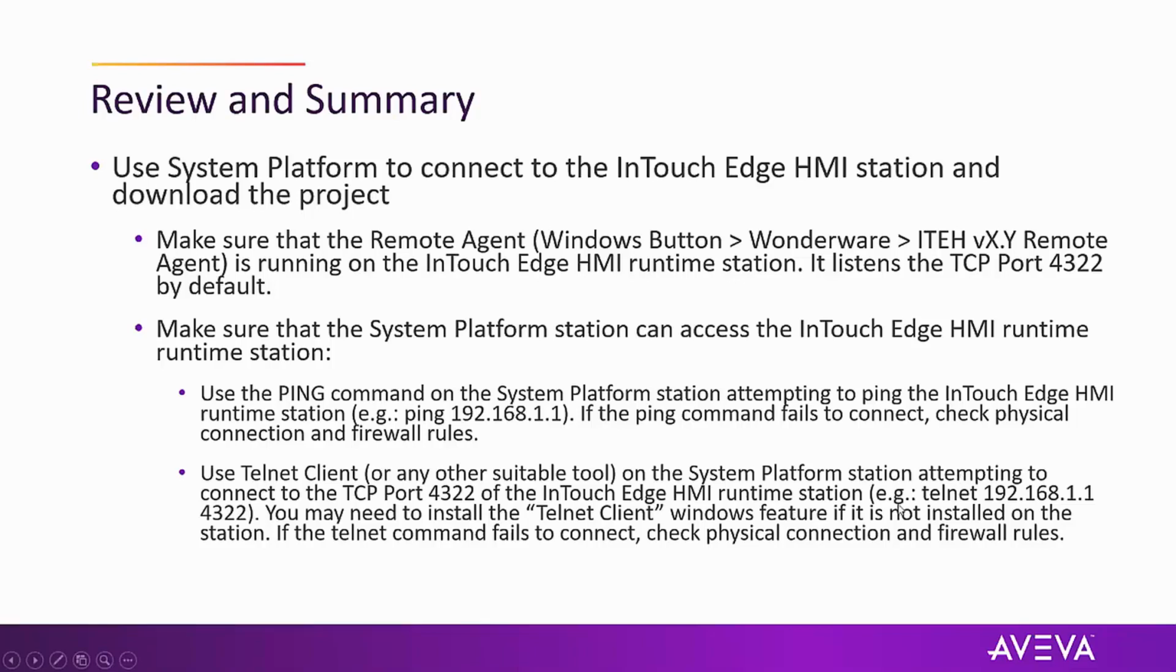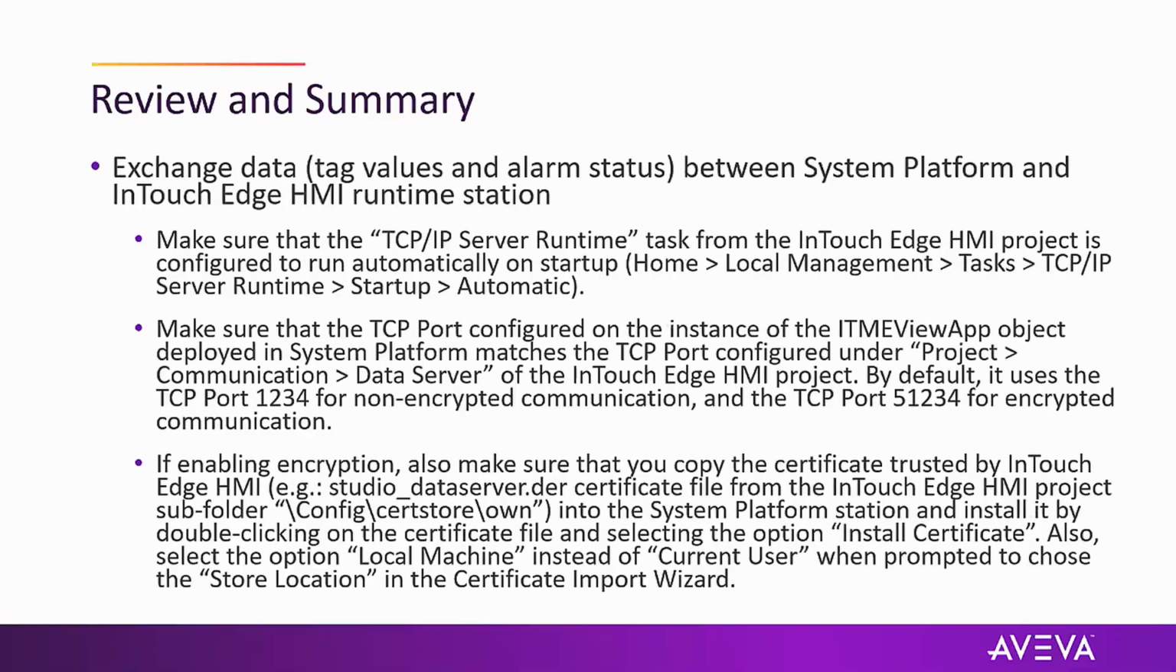For example, using the telnet command. So telnet, the IP address of the InTouch Edge HMI runtime station, and the port 4322. If it connects, it should show just a blank black window on the command prompt. If it fails, it's going to give you an error. And in this case, either you have a bad connection or a firewall that's blocking inbound connections on the TCP port 4322. And in this case, you need to reconfigure your firewall to enable the connection. Otherwise, you cannot connect to the station and download projects or start and stop the projects remotely.